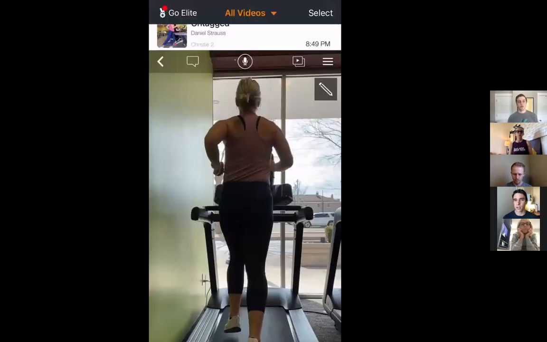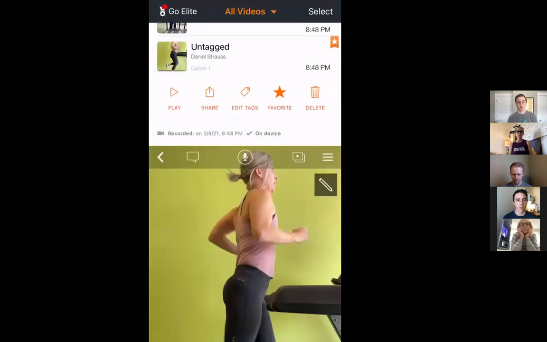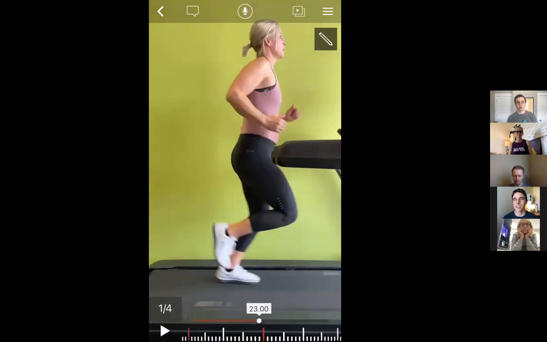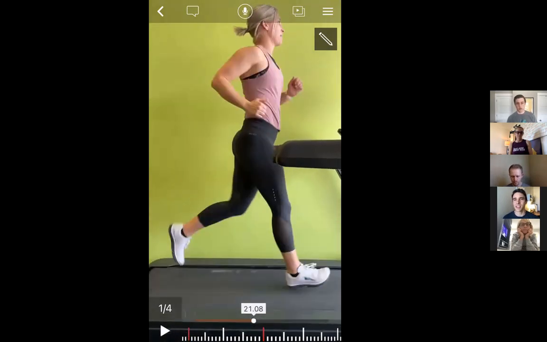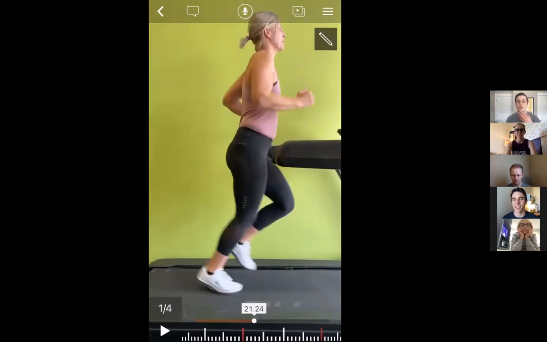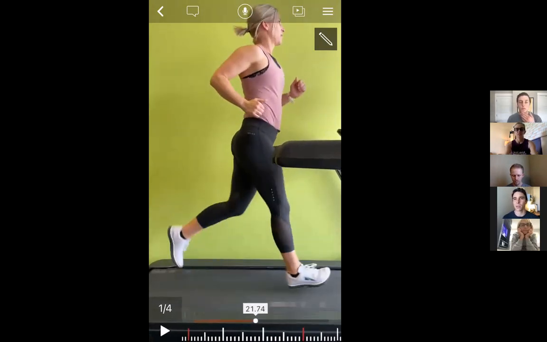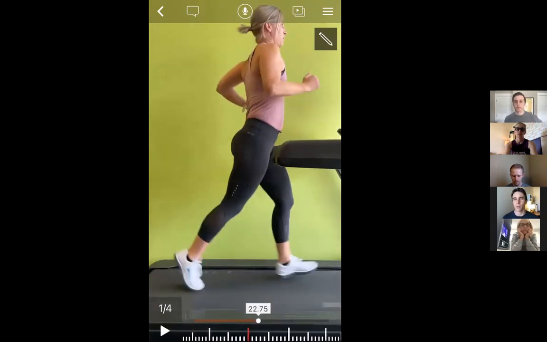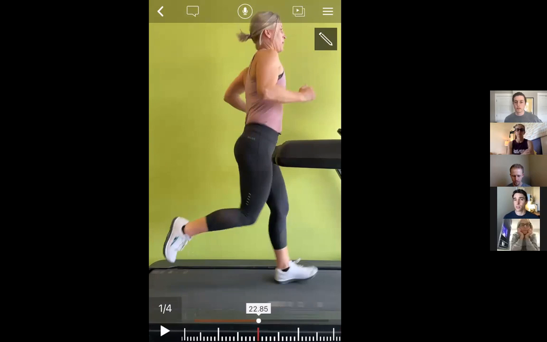The first thing we're going to look at is Carly's running gait here. We had a lot of fun doing Christy and Carly's running gait analysis, and we had to get picky because Carly is doing a lot of things really, really well. One thing that we found that was a big area for improvement for her was her stride length.